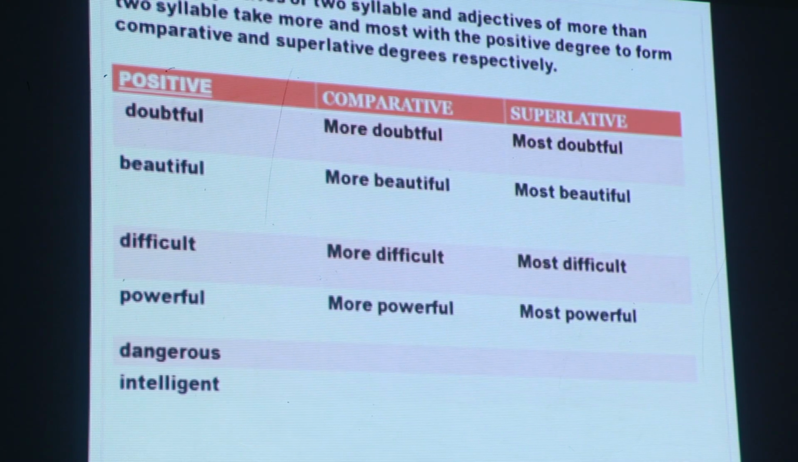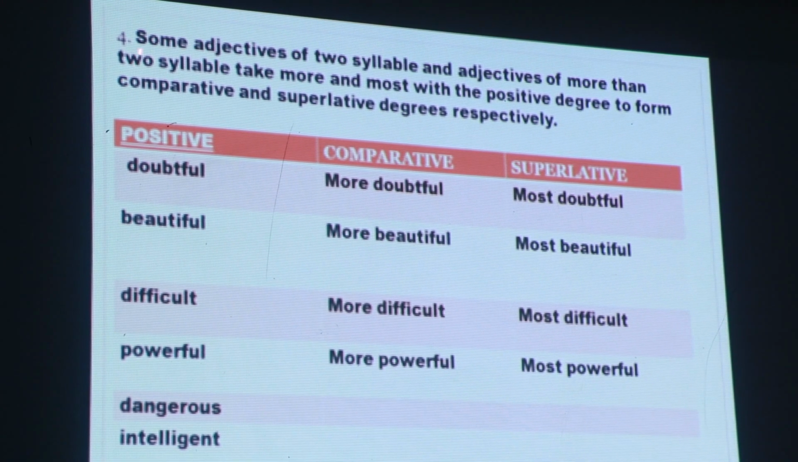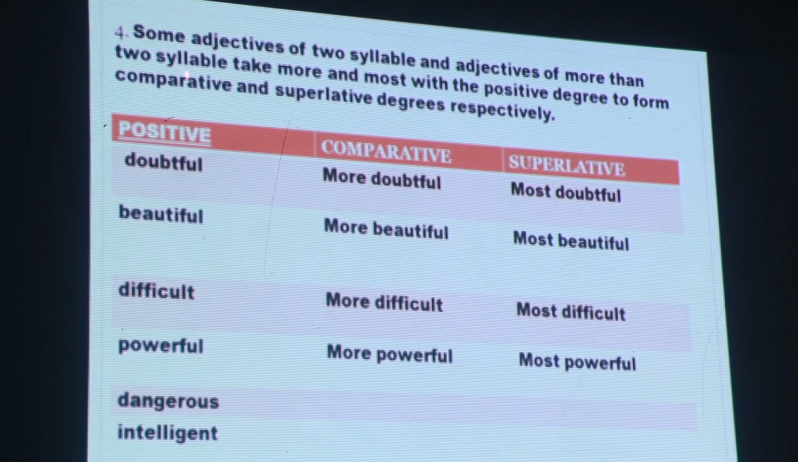So today our lesson will begin from there, because last time we stopped at the 3rd rule. Today's lesson is going to begin from the 4th rule, which says that some adjectives of 2 syllables, those are multi-syllable adjectives, or more than 2 syllables, take more and most. There are 2 words there. The ones we were using for 1 syllable words are er and est. For this one, you're going to use more for the comparative and most for the superlative, respectively.